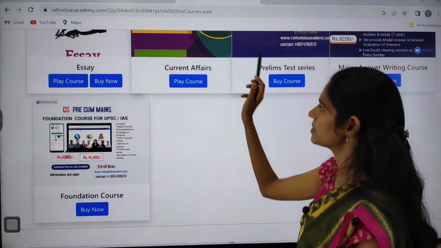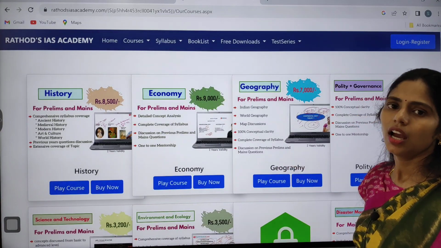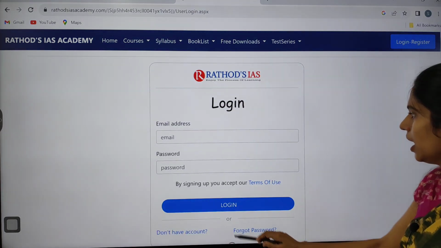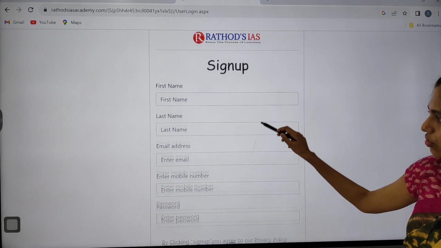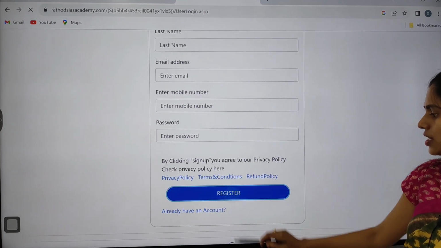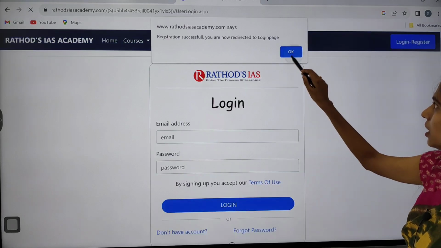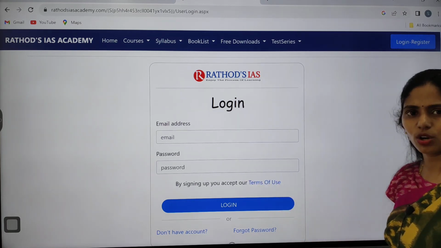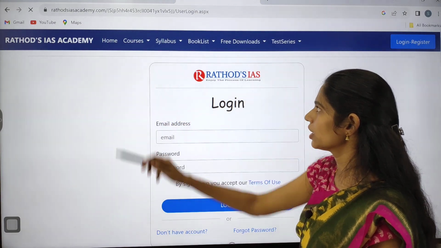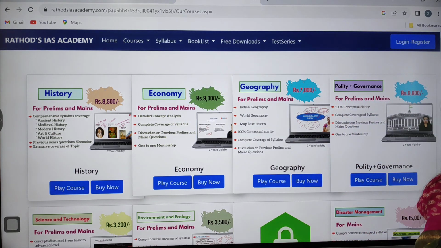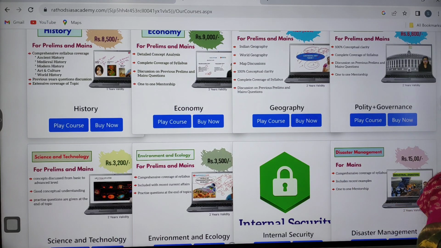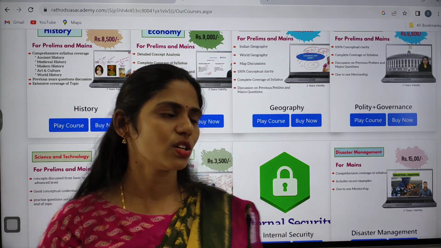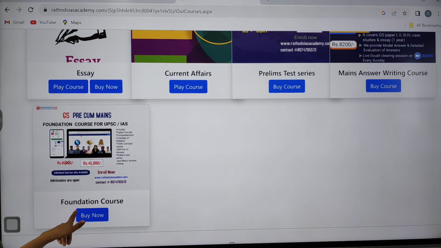And next, this is our website, Rathod's IAS Academy. Whenever you are visiting our website for the first time, you have to click on login and register. Click on 'do not have account', fill in these details, and first of all register yourself. After registering, you will be redirected to the login page. Here you can give your email ID and password and log in. After login, you can click on courses and see the courses that we are offering in Rathod's IAS. If you are weak in any subject, you can take a single subject, or if you want the entire foundational course, you can join it by clicking buy now here.